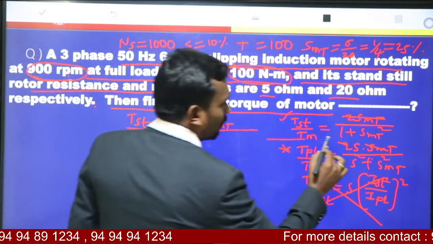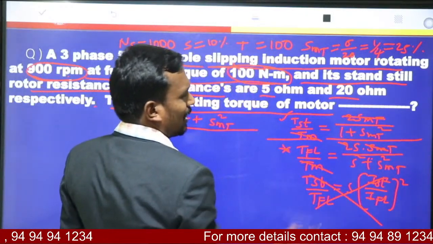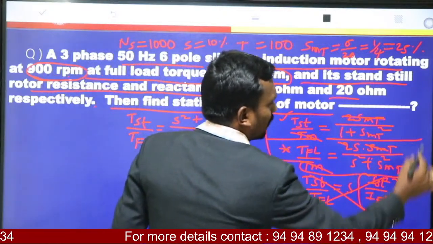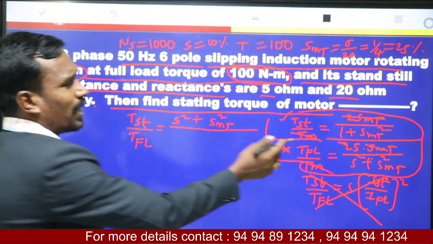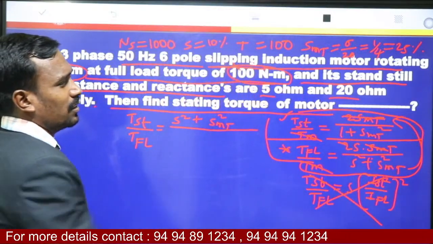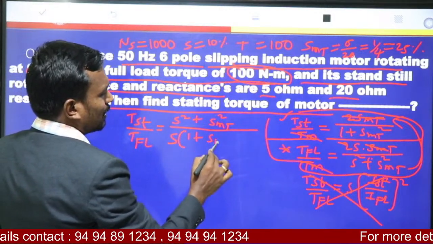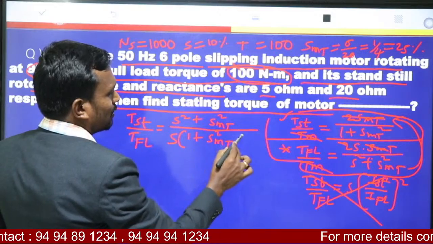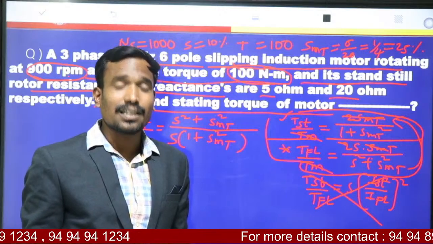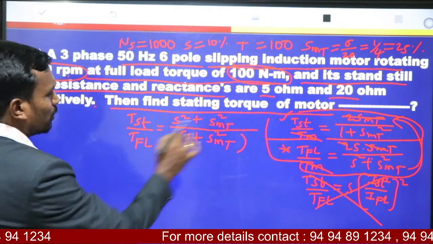The maximum torque cancels. These two get cancelled. Then tell me what is the answer here? S square plus SMT square goes in the numerator. Now in the denominator, S into 1 plus SMT square. This is what we have to calculate first, and after that, of course, you can get the answer.